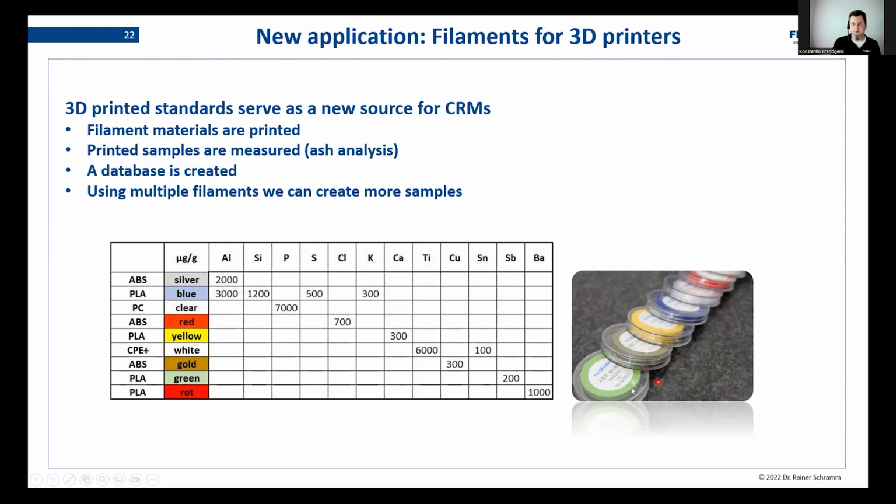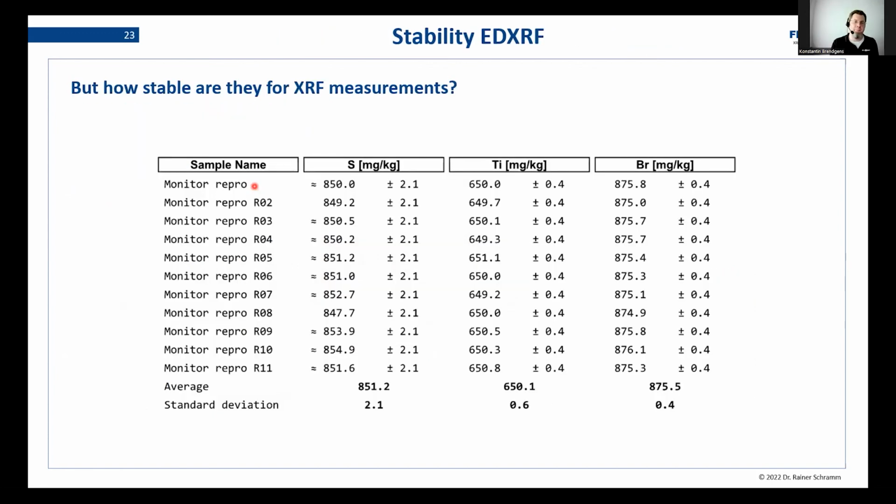Basically, we have a list here of different filaments available, with color and composition. The idea is we just print them into these little disks. We make a database and maybe use a reference method to analyze the composition. We can even use multiple filaments to create a mixture and a new standard. So this is definitely an interesting market for the future. To give you an idea how it works, we wanted to share some experience that we had.